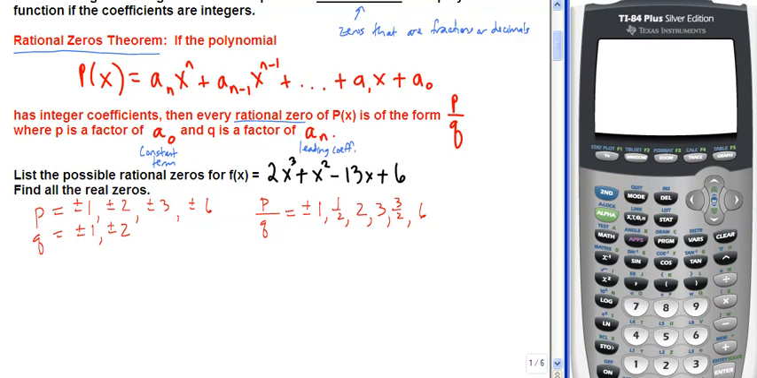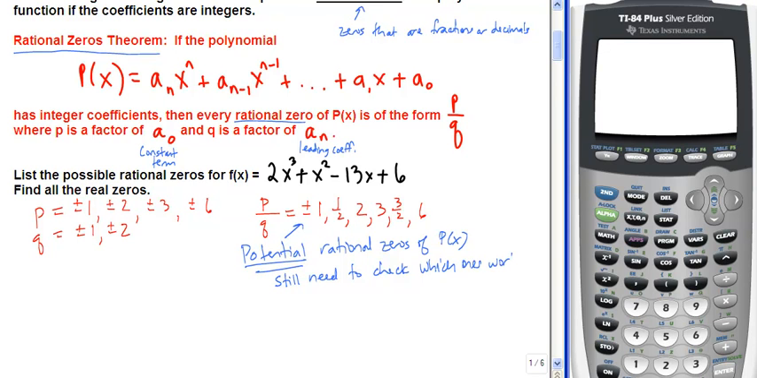Now what do these p over q's represent again? These are the potential rational zeros of this cubic polynomial p of x. Potential, okay? So that doesn't guarantee that they actually are zeros. It just means if there are any rational zeros, it has to be one of these choices. So we still need to check to see which ones of these actually work.